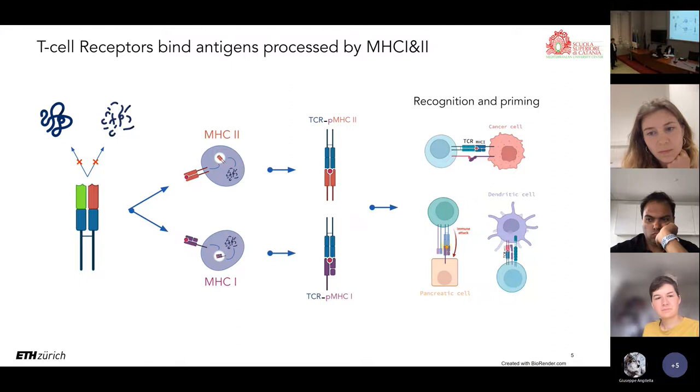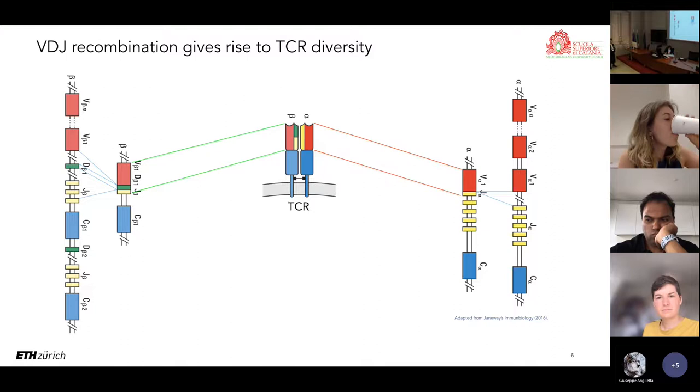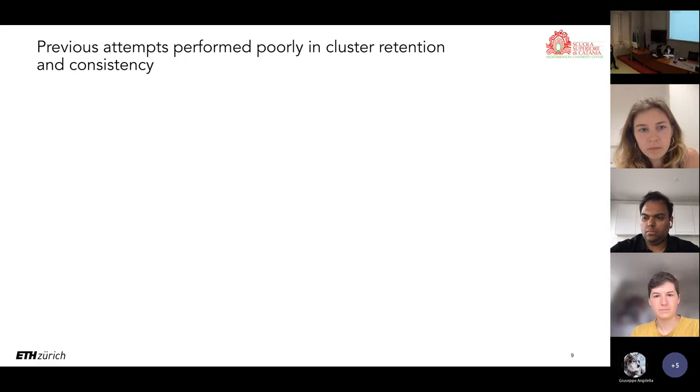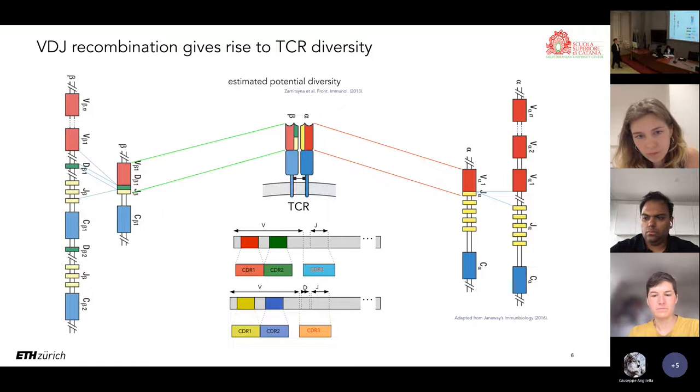These two chains come into being by a process that is known as VDJ recombination. This process consists of gene segment rearrangement and rejoining that come together to form the two final chains that are paired ultimately on the surface of the T cell. It is estimated, I skipped it on the slide, that the potential diversity of these diverse segments coming together is 10 to the power of 20.